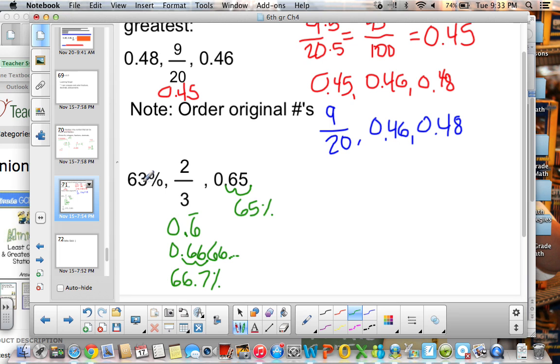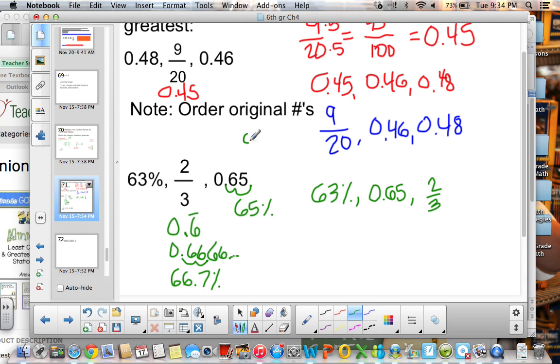So now we have 63%, 66.7%, and 65%. Now I'm going to rewrite them in order. I know that 63% would come first, then 65%, which I'm going to rewrite in the form I was given it in, 0.65 or 65/100ths. And then 2/3, because we have 66.7%, so 2/3.